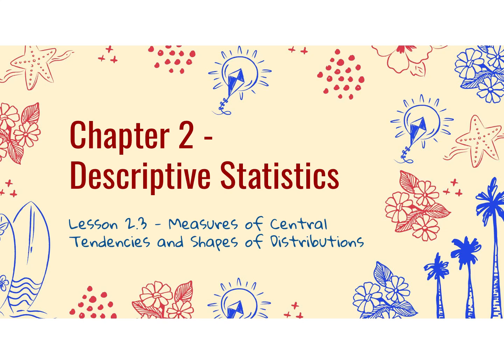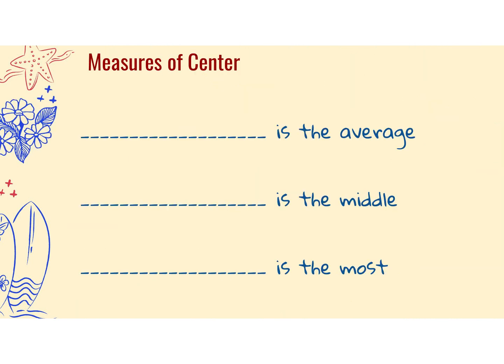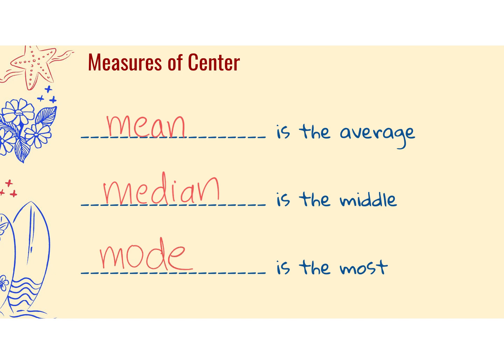Hey guys, today we are looking at lesson 2.3, our measures of central tendency and shapes of distributions. So we're going to start out with some stuff that is kind of a review. You've definitely seen these words before in your math classes. There are 3 M words. Mean is the average, median is the middle, and mode is the most. So those are 3 measures of central tendency.